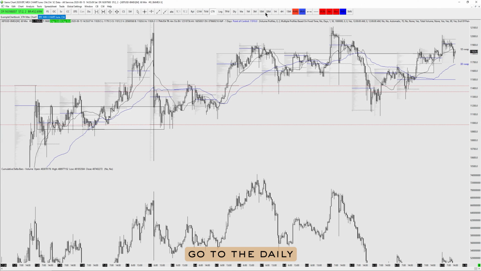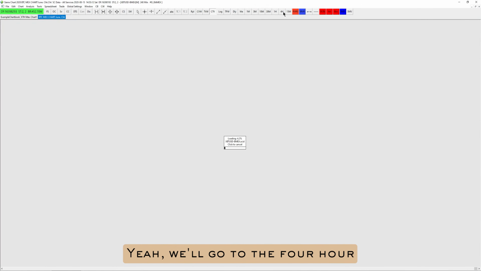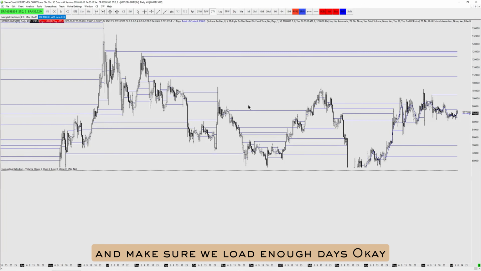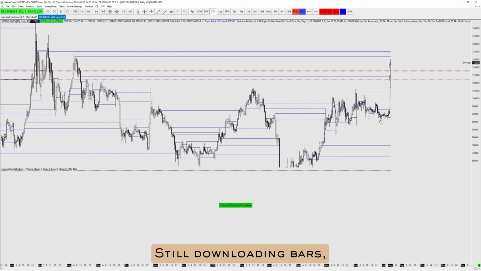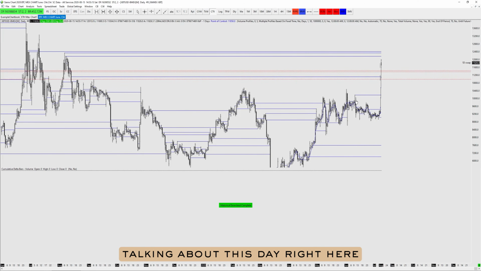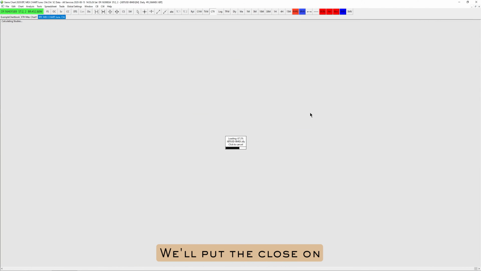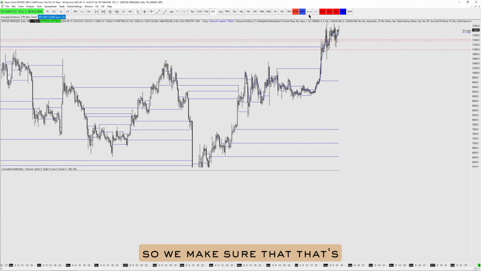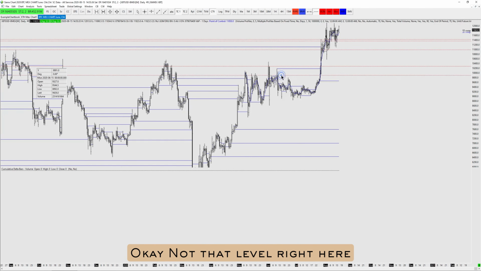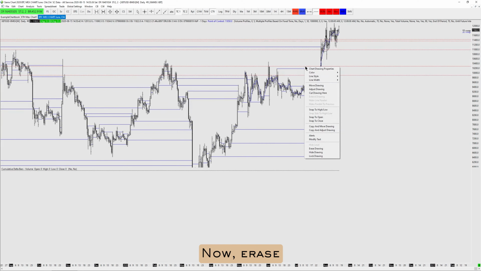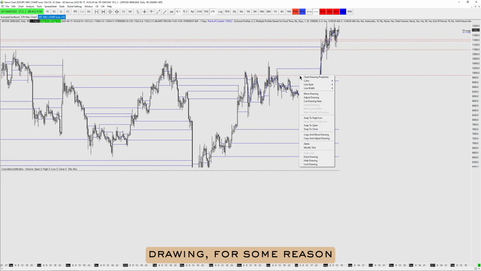Let's go to the daily. Actually, let's go to the daily real quick. Let me make sure we load enough days. Okay, so June 10th. Still downloading bars. We're talking about this day right here. So we could see this from here. We'll put the close on so we make sure that that's listed on the chart. So we look down at that. My drawing tools will work properly. Okay, not that level right here. Let's get rid of these drawings because they're going to drive me nuts. Erase drawing. For some reason, this is lagging a little bit.